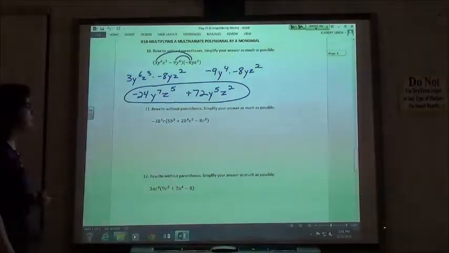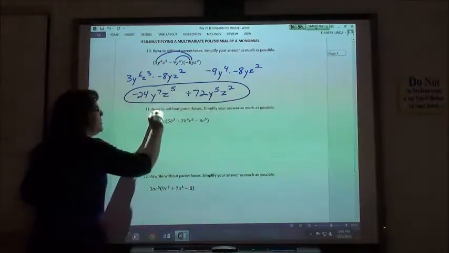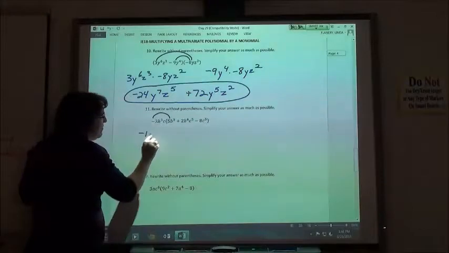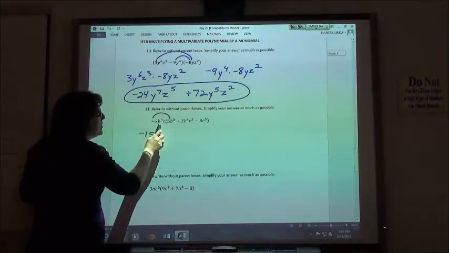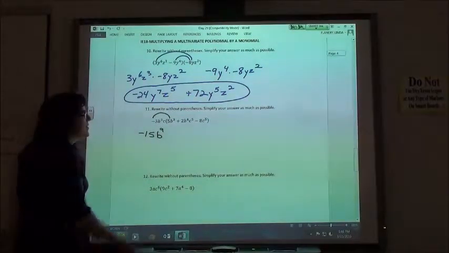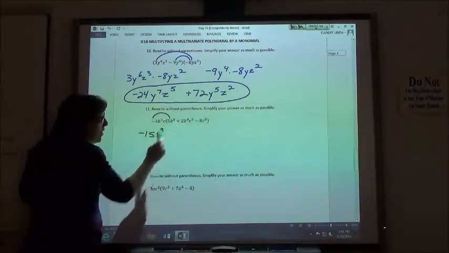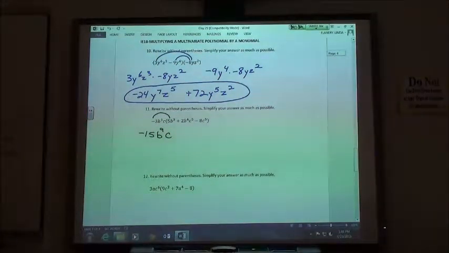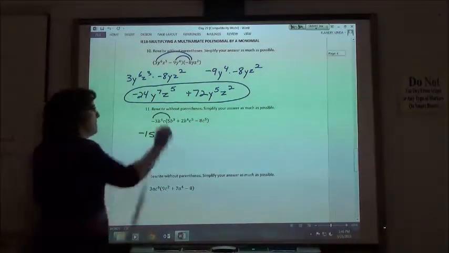Number 11 then, using my distributive property, I'm going to multiply this part out first. Negative 3 times a positive 5, negative 15. B to the 6th times b to the 3rd, I add my exponents, so b to the 9th, and then I have a c here, no extra c's there, so I still have that c. So negative 15, b to the 9th, c is my first term.